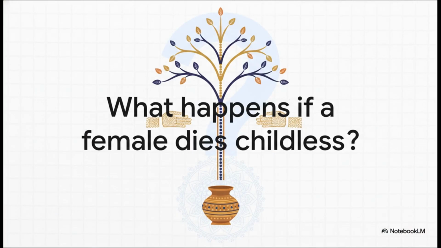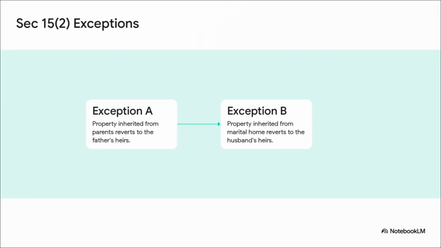But what happens in the specific and quite common scenario where a woman passes away without any children? Does the property just follow that same waterfall path? Well, this is where the law has a fascinating exception. This is where we see something unique in Hindu succession law. It actually cares about where the property came from. If a childless woman dies, the law looks at the source.